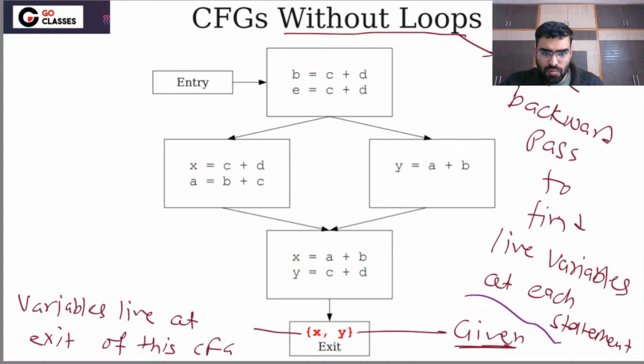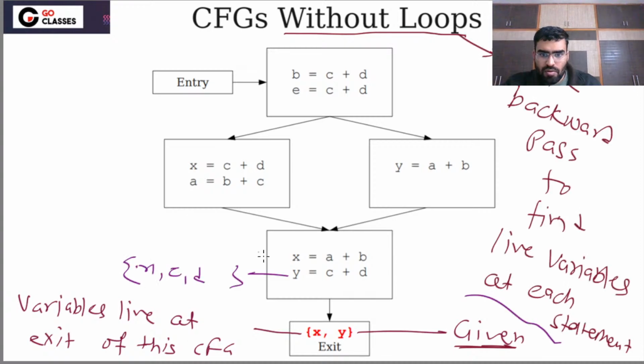Can anyone tell me what are the live variables at this statement? You can apply the formula. At this statement, they will be x, c, d, correct? Because remember, I told you the formula, you already remember.